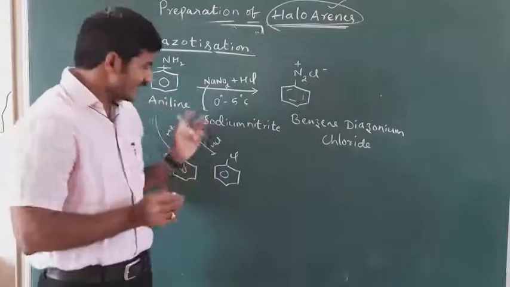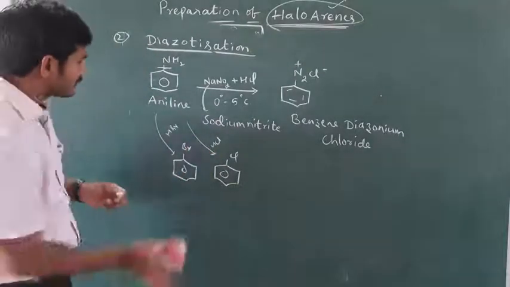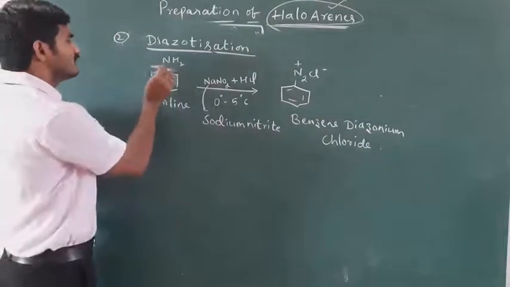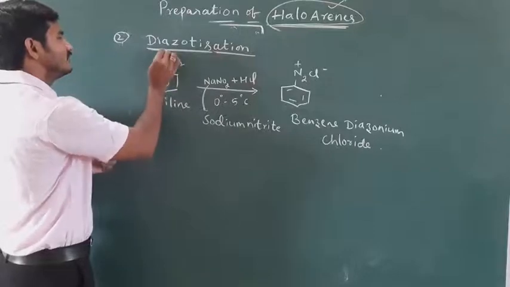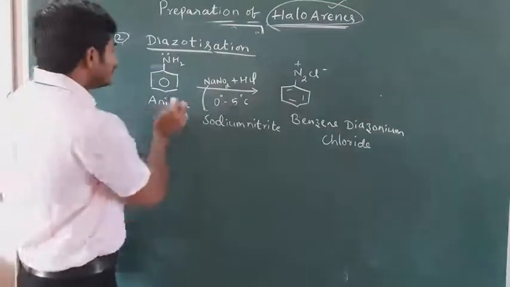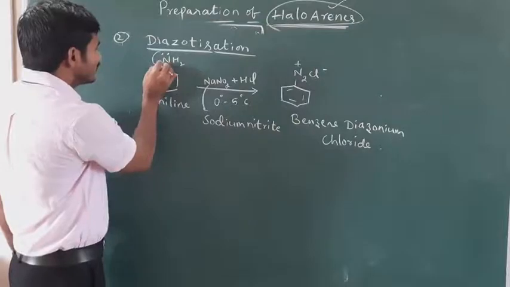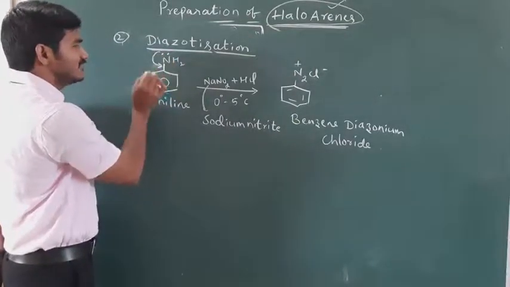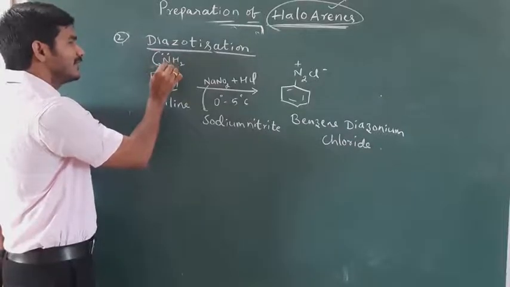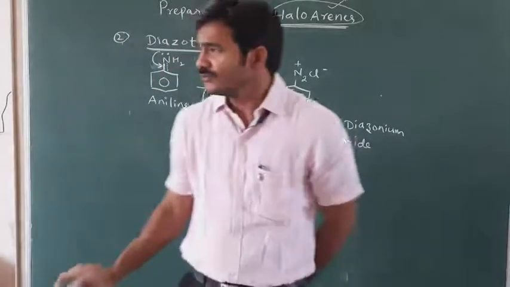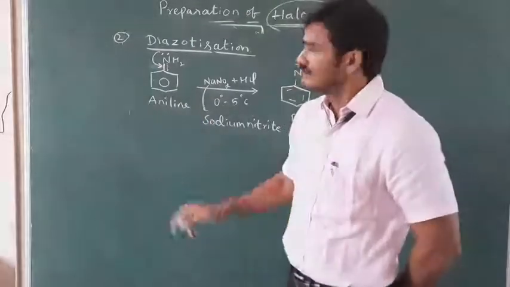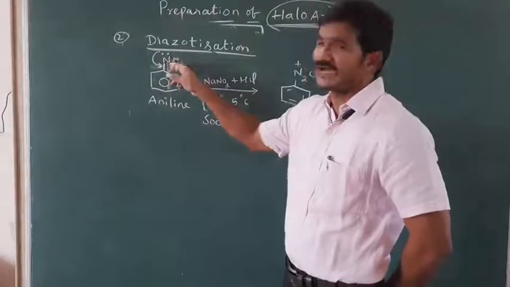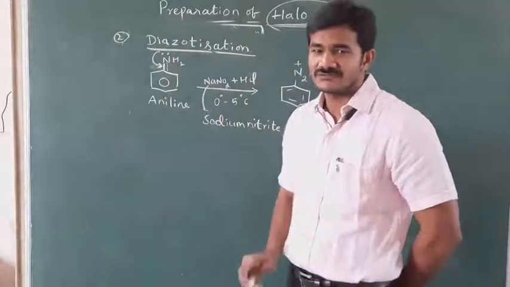Why can't we prepare them directly? Listen: in aniline, there is a lone pair of electrons on the nitrogen. This lone pair is in resonance with the benzene ring. Whenever this lone pair is involved in resonance, we get partial double bond character. Due to this, we cannot break this group that easily, and we cannot substitute a halogen here.